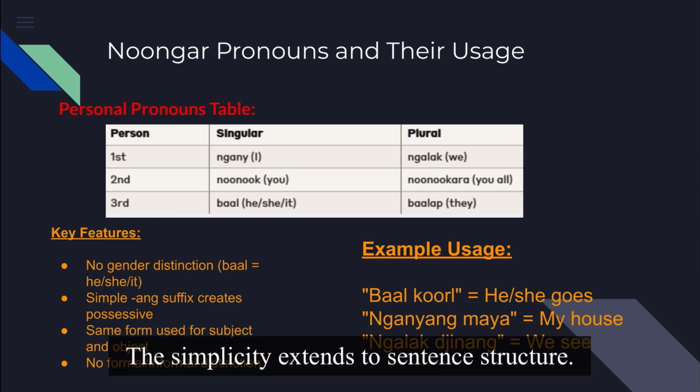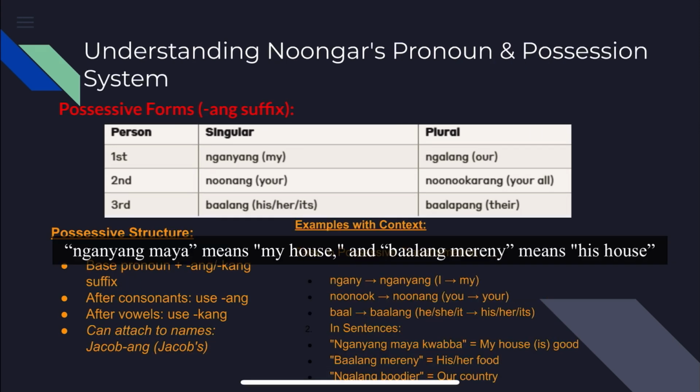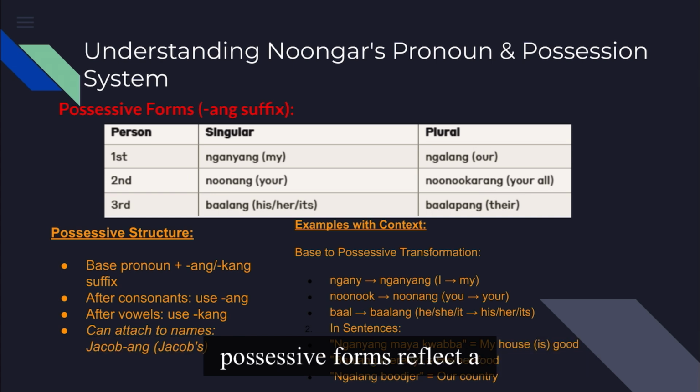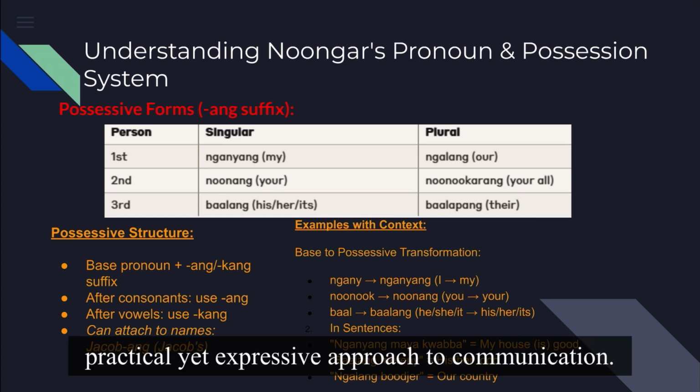The simplicity extends to sentence structure. Ngayan maya means my house, and balang mereni means his food. The language's lack of gender pronouns and its consistent possessive forms reflect a practical yet expressive approach to communication.